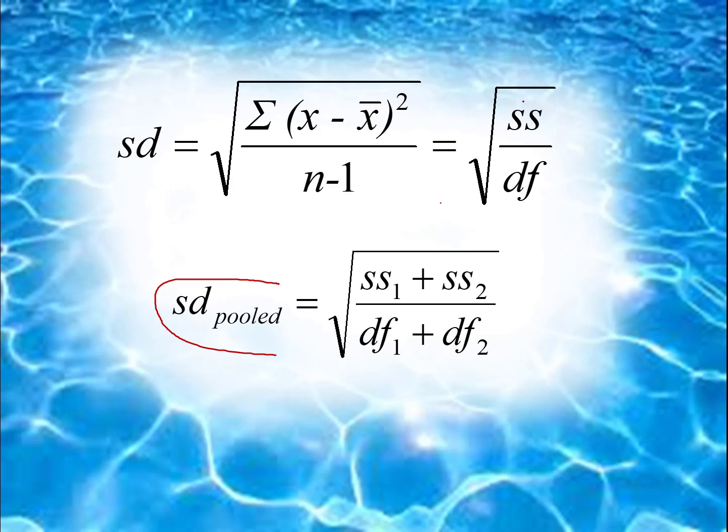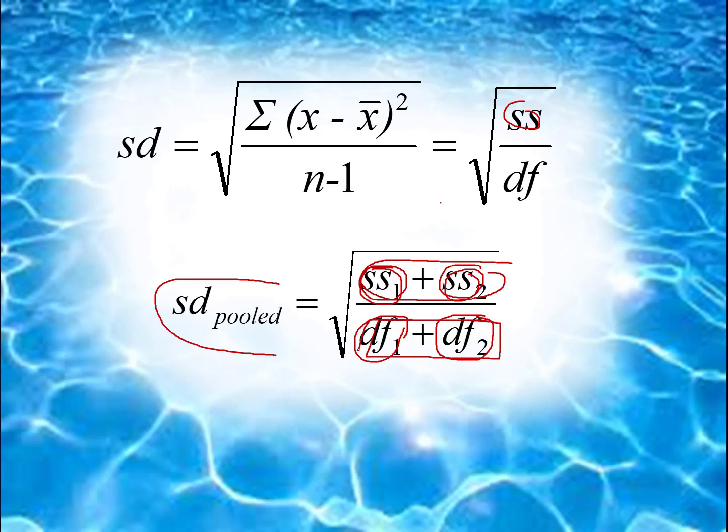So what I'll do is if I have two groups, I'll take the sum of squares for my first group, sum of squares for group 1, and add to that the sum of squares for group 2. So I'll get the total sum of squares for both groups. And then I'll get the degrees of freedom for group 1, the size of group 1 minus 1, n minus 1 for group 1. And then I'll get the degrees of freedom, sample size minus 1 for group 2, and I'll add those two degrees of freedom together.